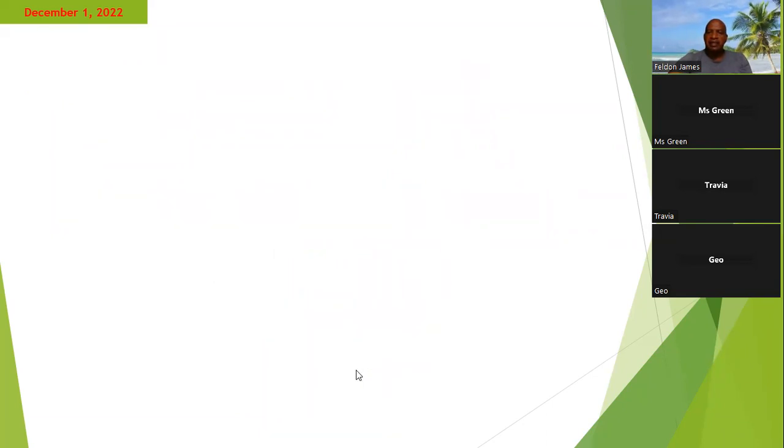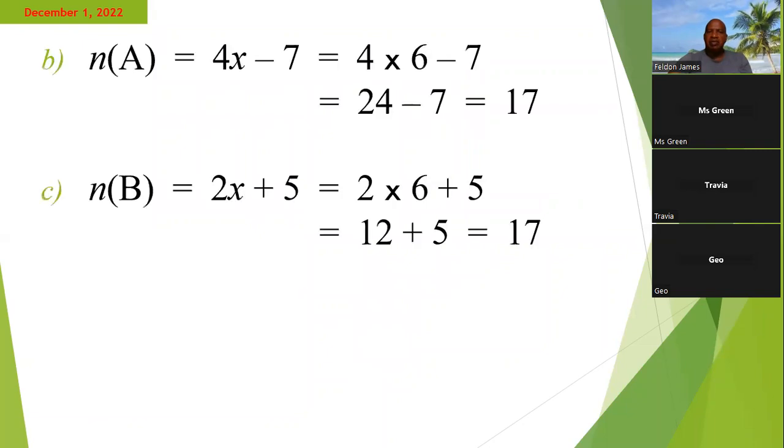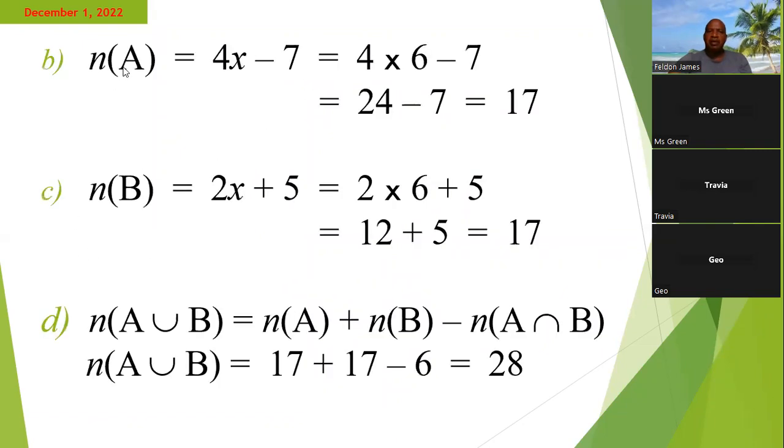So with that, we now work out these sections. So for the number of elements in A, based on the circle of A, we would get 4x minus 7. But now we know what x is. Wherever the x is beside the 4, we replace it with the value of x, which is 6. So we multiply 4 times 6, we get 24. Then we subtract 7, we get 17.